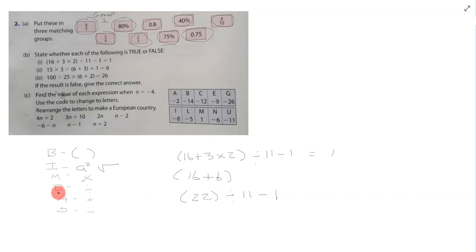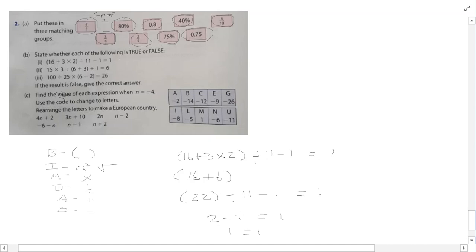Well, again, we go back to our order of operations, and we see that the operation of division comes before the operation of subtraction. So we have to do this division piece first. So it's going to be 22 divided by 11, which is equal to 2. 22 divided by 11, that's going to go in 2 times. So it's going to be 2 minus 1, which is equal to 1. So this is equal to 1, and therefore we can say that this first statement is true.